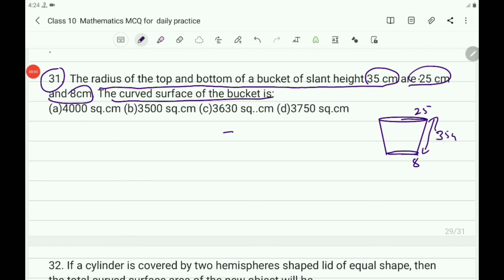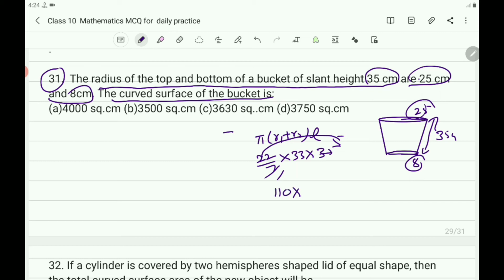35 cm. CSA of the frustum of a cone is pi into (R1 plus R2) into L, so 22 by 7 into (R1 plus R2, that is 25 plus 8, 33) into L, which is 35. 7 ones are 7, 7 fives are 35. You know that 22 into 5 is 110, into 33, that is 3630. What is the answer? 3630 square centimeter is the answer.